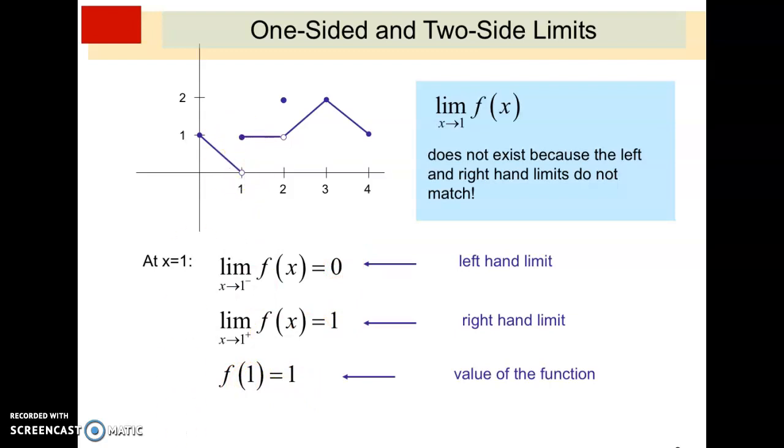If I said to you, what is f of 1? f of 1 is the solid dot right there. My targeting values here as I target from the left, as I target from the right, are targeting two different values. Therefore, we say this is a DNE, or does not exist.